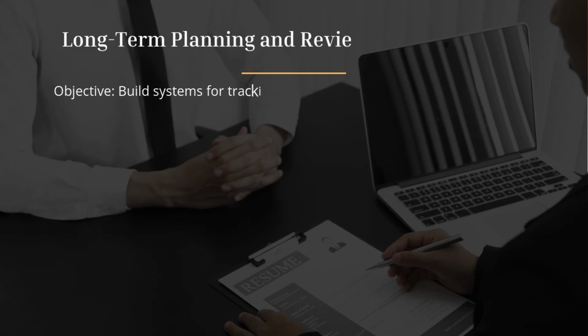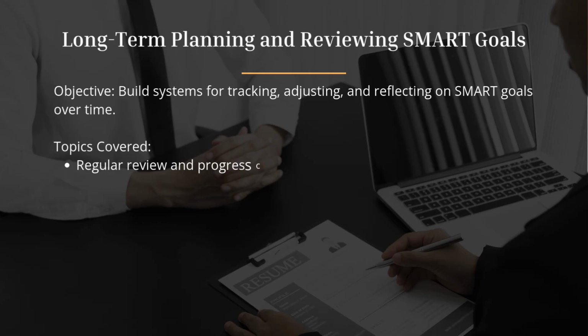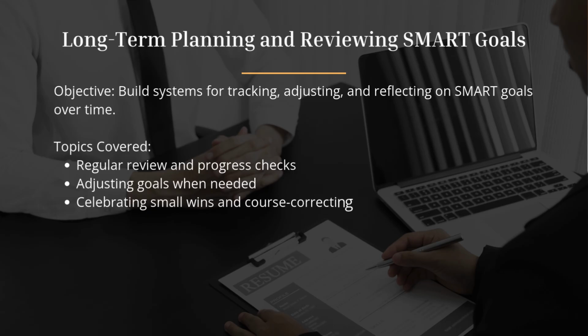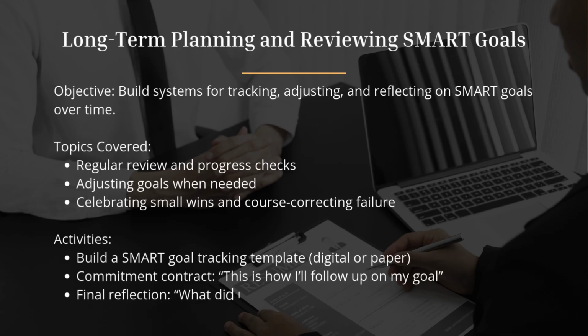Long-term planning and reviewing SMART goals. Objective: build systems for tracking, adjusting, and reflecting on SMART goals over time. Topics covered: regular review and progress checks, adjusting goals when needed, celebrating small wins and course-correcting failure. Activities: build a SMART goal tracking template, digital or paper. Commitment contract: this is how I'll follow up on my goal. Final reflection: what did I learn about myself through this process?